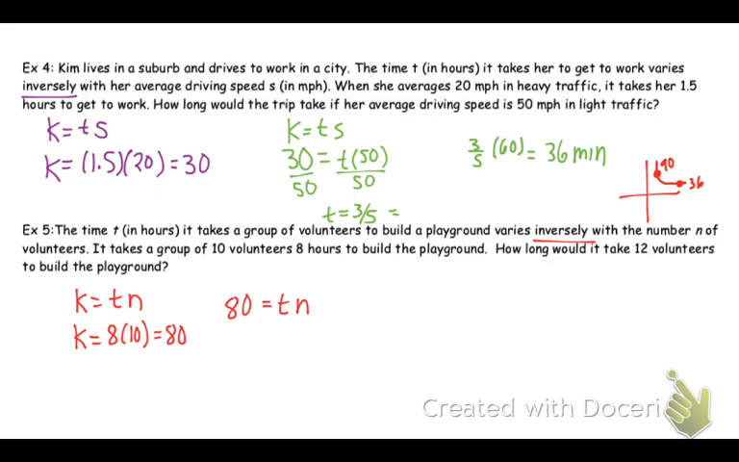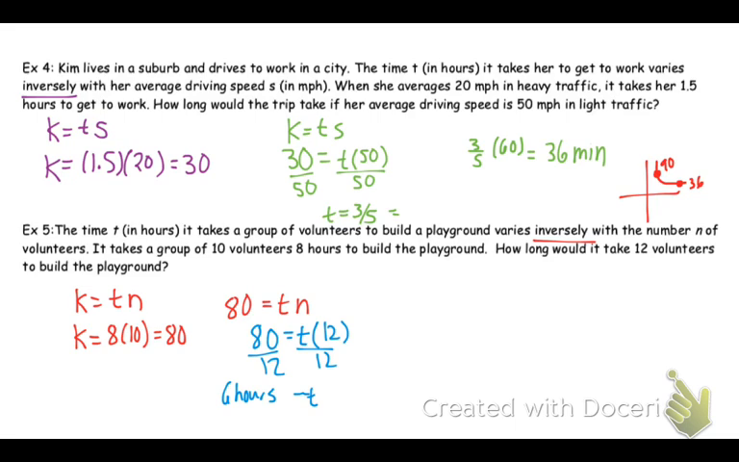It wants to know how long it would take 12 volunteers to build a playground. So we know my constant is 80. I don't know the time. I do know that the number of volunteers here is going to be 12. So divide both sides by 12. And then I'm going to get 6 hours, and then I'm going to have some minutes left over.